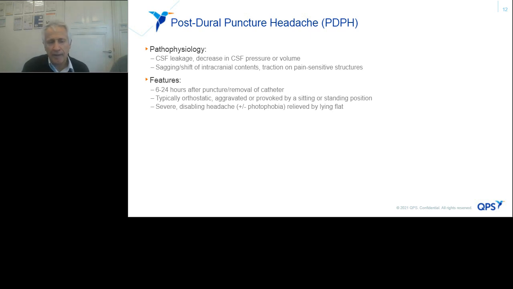Typically, the headache is said to be orthostatic. So when the person sits or stands up, it gets worse. It can be made worse or provoked by sitting up or standing, and it gets relieved by lying flat. Unfortunately, it can be very severe and can be a disabling headache, also sometimes with photophobia, so that the lights hurt the eyes of the volunteer. And this can be alarming because this is also one of the symptoms of meningitis. So headache and photophobia, sometimes even neck stiffness, but these are severe.